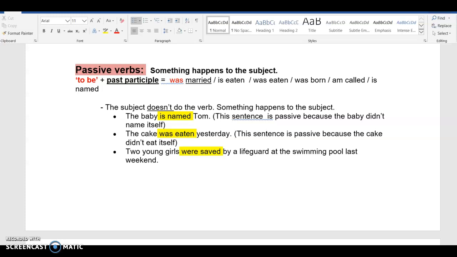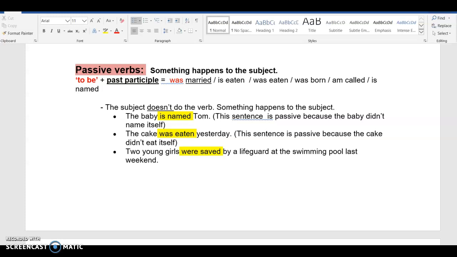Let's look at the next example. The cake was eaten yesterday. The cake doesn't eat itself. The cake is the subject, and was eaten is the verb, but something else did the eating. So this is a passive verb. We don't actually know who ate the cake. All we know is that the cake was eaten yesterday.